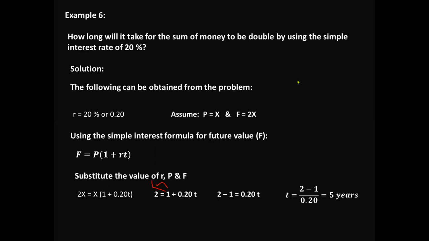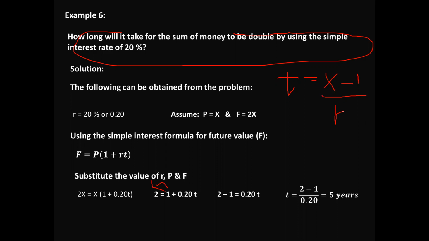Now, para hindi kayo mahirapan, ito yung shortcut. Kapag ganyan yung problem, ito yung shortcut. Bigay ko na. Wala sa libro yan, ha? Na-improvise lang natin yan. T is equals to x minus 1 over r. Para hindi na pag-isipan. Ano yung x? Kapag double, ang value ng x mo, 2. Kapag triple, ang value ng x mo is 3. Kapag quadruple, ang value ng x mo is 4. Kapag quintuple, ang value ng x is 5.